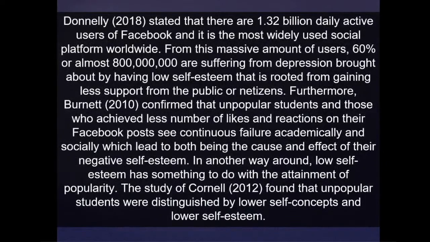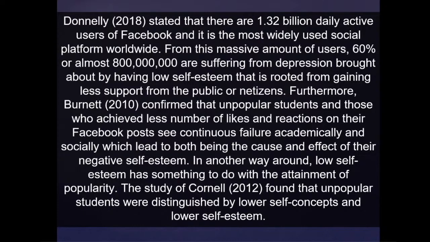This is the first paragraph that represents element 1. Let me read this for you. Denali 2018 stated that there are 1.32 billion daily active users of Facebook, and it is the most widely used social media platform worldwide. From this massive amount of users, 60% or almost 800 million are suffering from depression brought about by having low self-esteem that is rooted in gaining less support from the public or netizens.